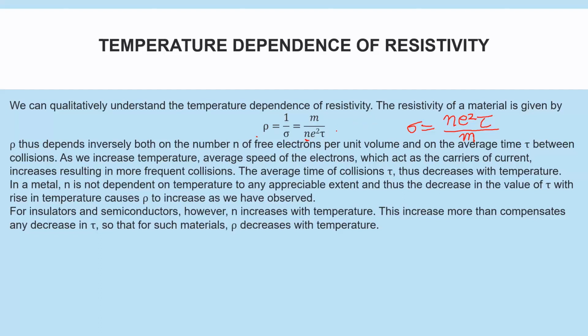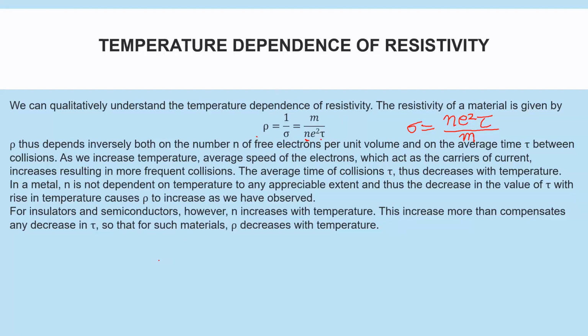as well as the average relaxation time between the collisions of the electrons. Okay, when your current is passing, the electrons are moving. So if we increase the temperature, the average speed of the electrons, which act as the carriers of the current because they are the charge carriers, increases. And it is going to increase the collisions also. So the average time of collisions decreases with increase in temperature.